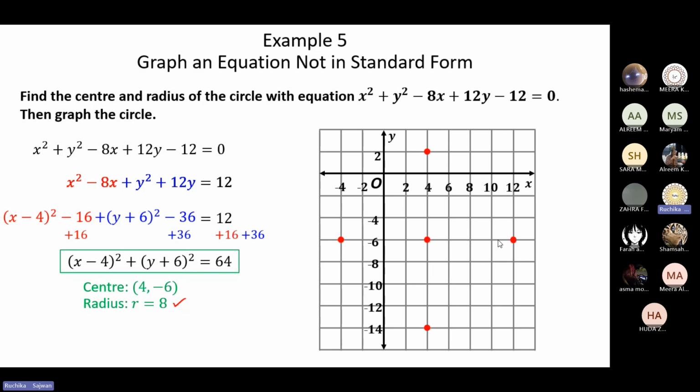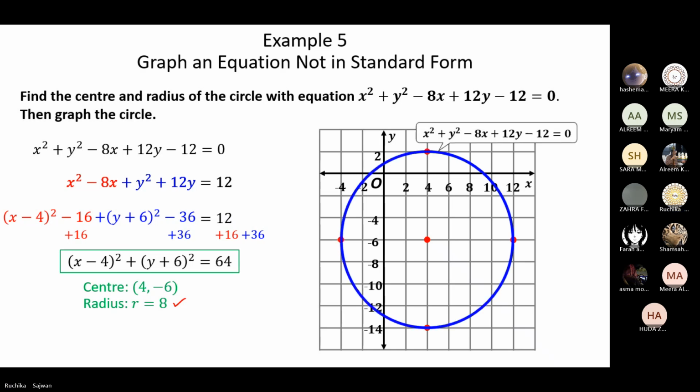So from 4, I move 8 units. This is the next point. Then from this -6, I go up 8 units. From the center, I go again 8 units left, -4, and similarly down. Now, can I join these 4 points to get my final circle, the graph? Like this. This completes the question, and this is how the graph of the circle will look like. Okay?